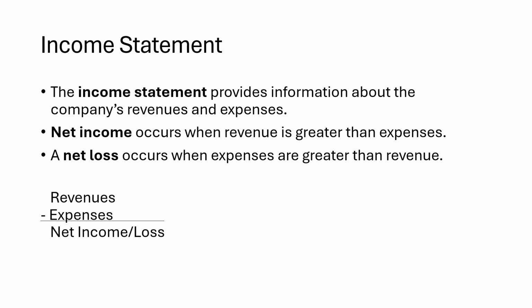So the income statement provides information about revenues and expenses. Revenues are the earnings from providing a good or a service. Expenses are the costs incurred to be able to sell the product or service. So if revenues minus expenses gives you a positive number, that's called net income. But if revenues minus expenses gives you a negative number, then that's called a net loss.